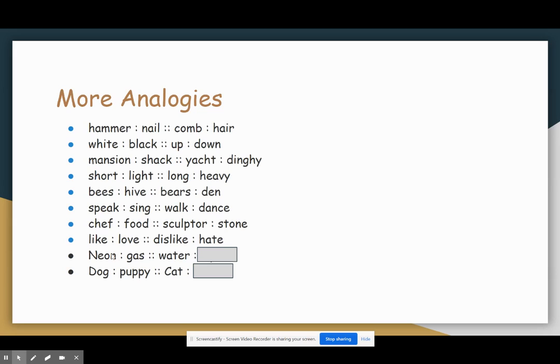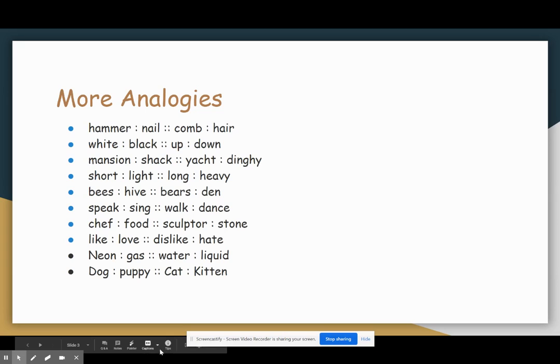All right, a couple more. Neon is a type, an example of a kind of a gas. Okay, so this is an example of this. So water is an example of, well, if I was thinking about science, anybody out there that likes science, I know that you've got gases, liquids, and solids as your states of matter. So I'm going to say water is a kind of a liquid. So let's see. And there you go. And then finally, dog is to puppy as cat is to blank. Well, a dog is a grown up and a puppy is a baby. So a baby dog is a puppy and a baby cat is a kitten. I'm sure you all thought the same thing.